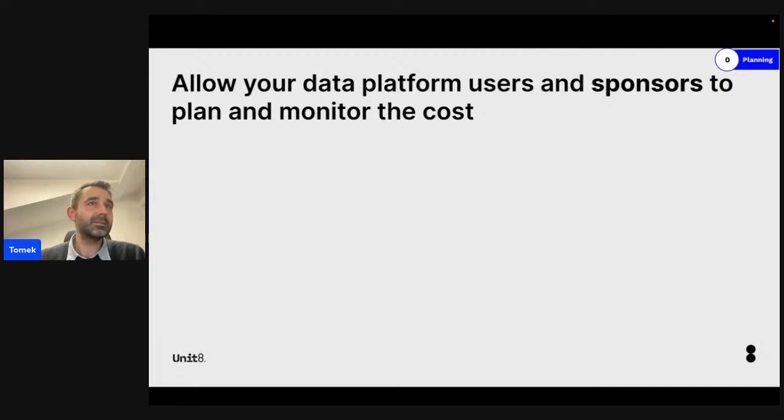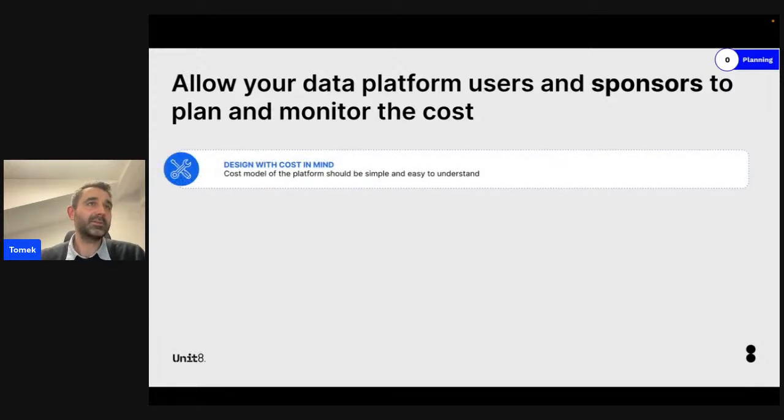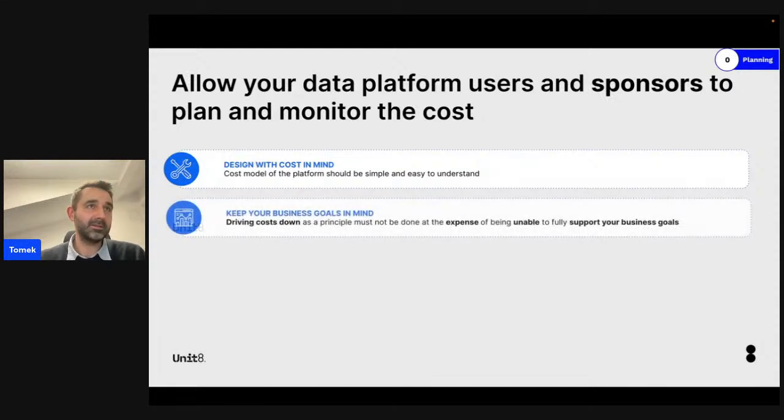Planning is all about designing your data platform with cost in mind. It's about building an ecosystem such that the cost model of various parts of the platform is easily understandable, so that users that onboard use cases and do all sorts of analytics on your platform can actually quite easily reason about the costs that they may generate or are generating as they're going through their analysis.